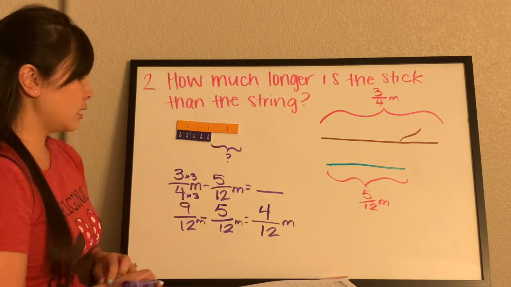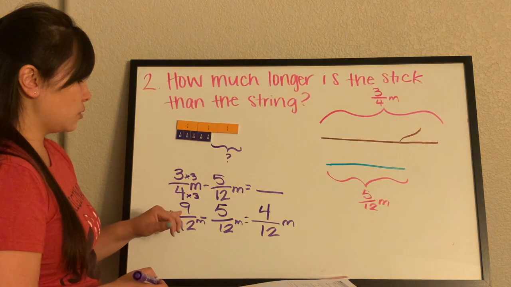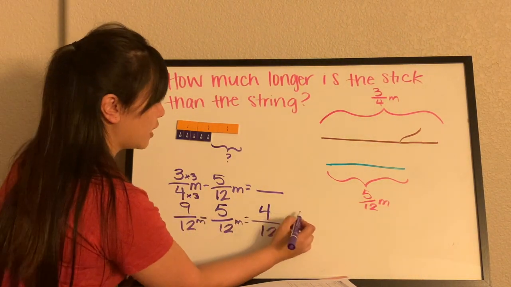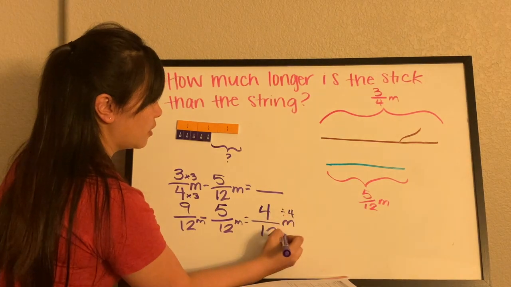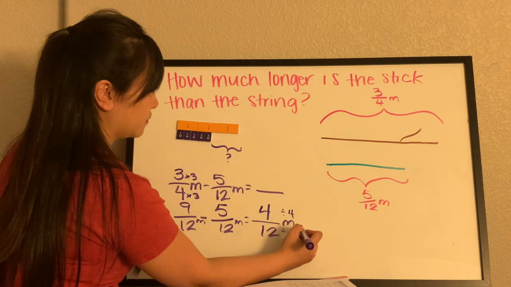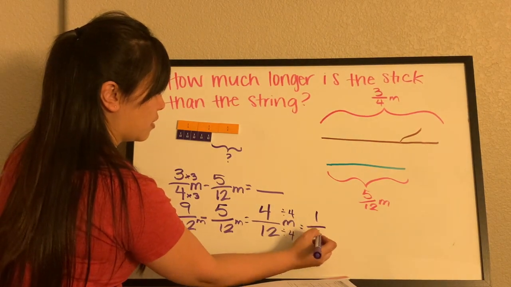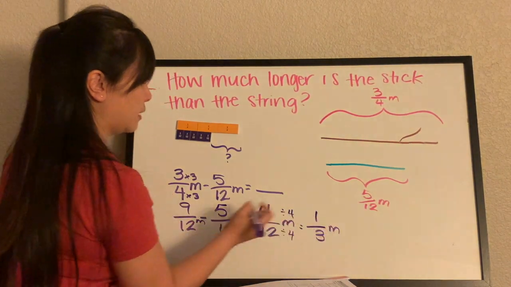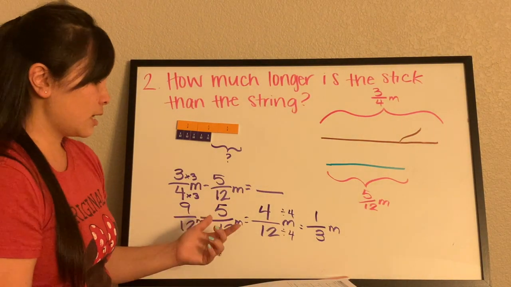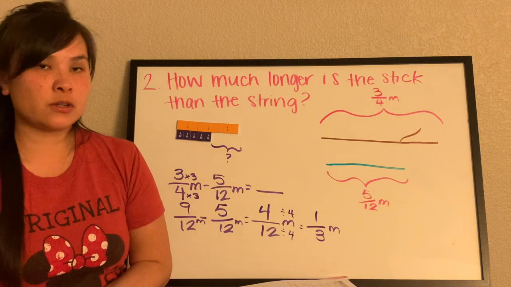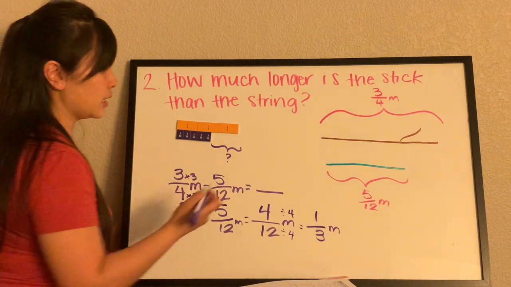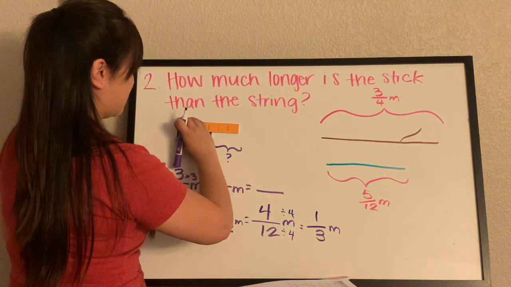So 4 and 12, you know that we multiplied by 3 to get 12. So you know that 4 goes into 12, so what if we divide by 4? So divide 4 and 12 by 4. It would equal 1/3 meter, because we know that 12 divided by 4 is 3. Cool? So now we have to finish it off with our sentence, right?